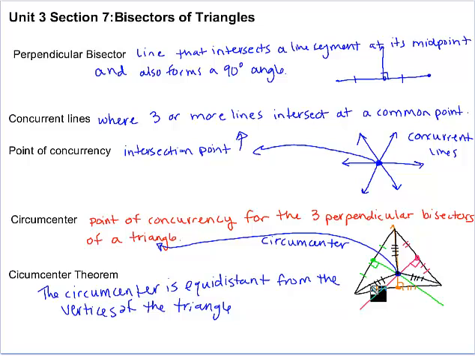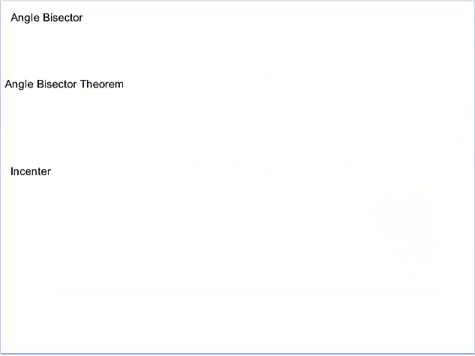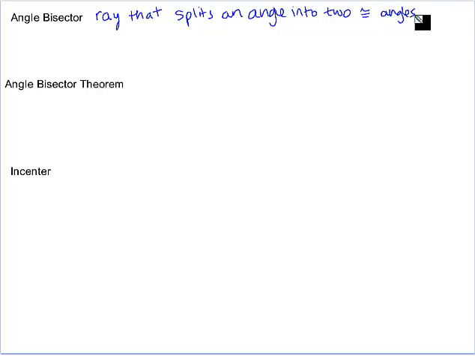We are also going to be talking about the angle bisector and the angle bisector theorem today. So an angle bisector, recall, is just a ray that splits an angle into two congruent angles. Okay, so here we have an angle. An angle bisector is going to split the angle into two congruent angles, just like so.